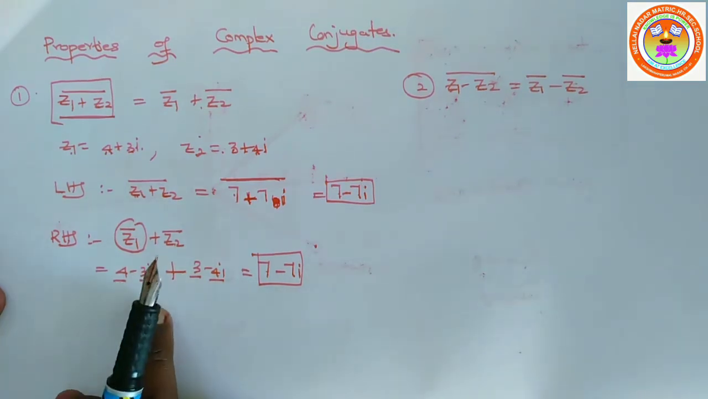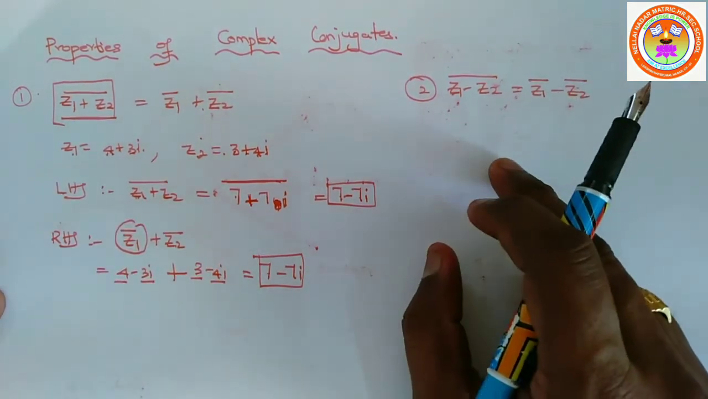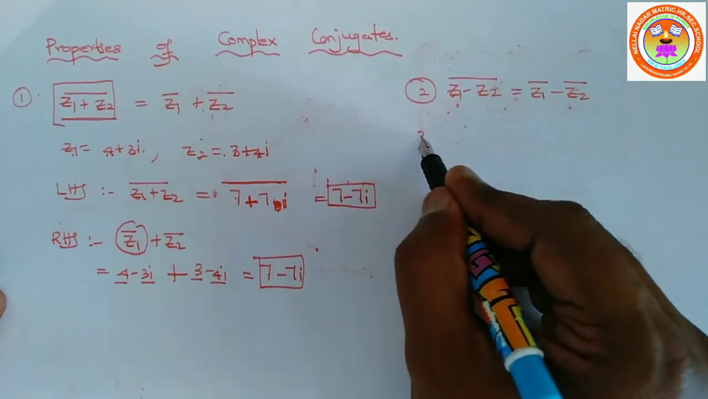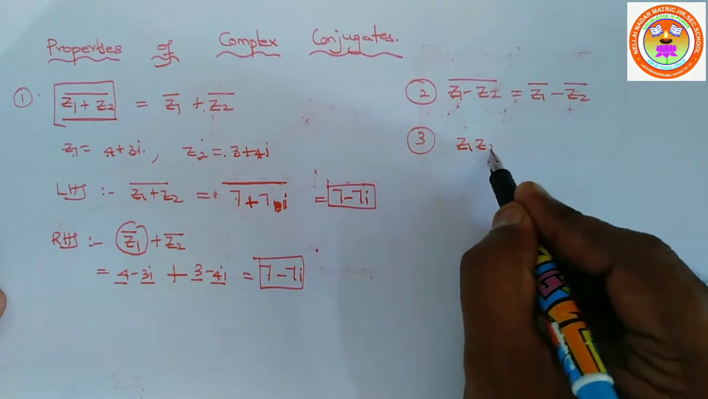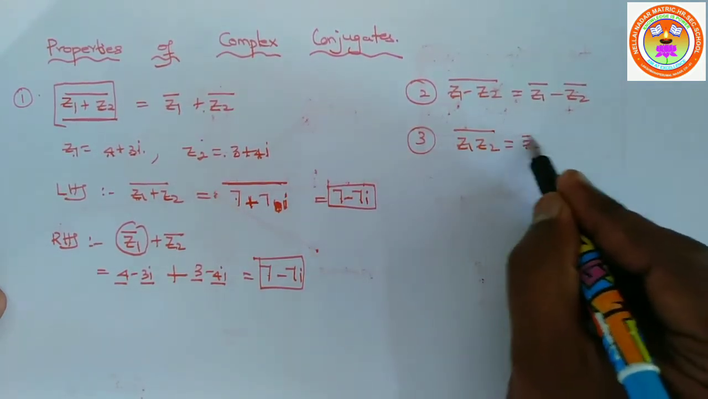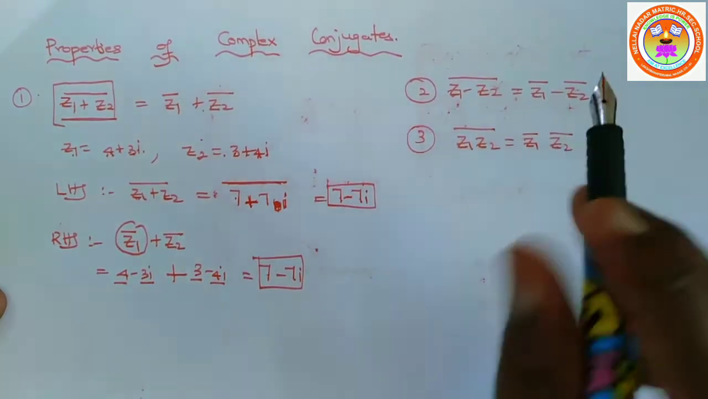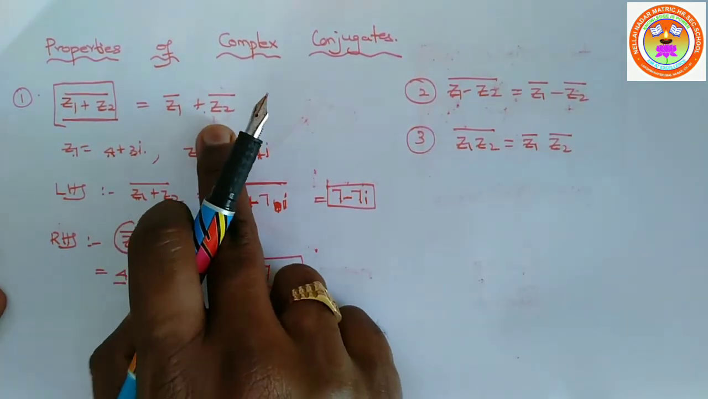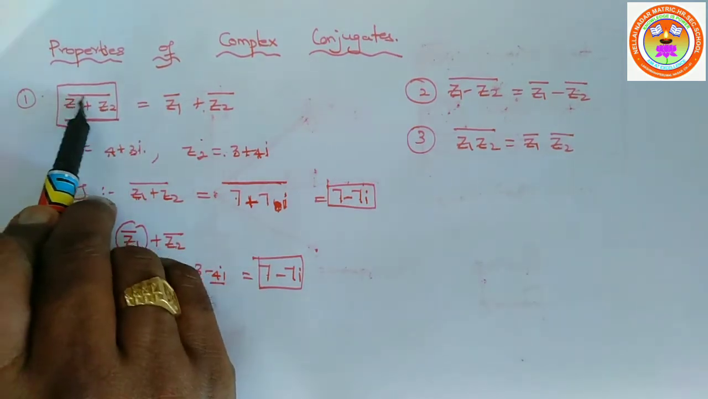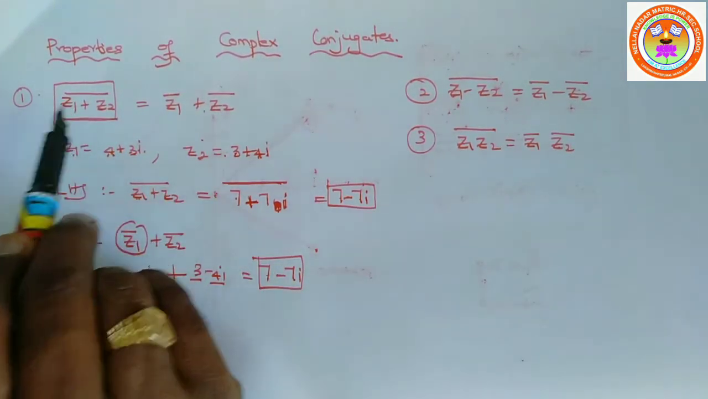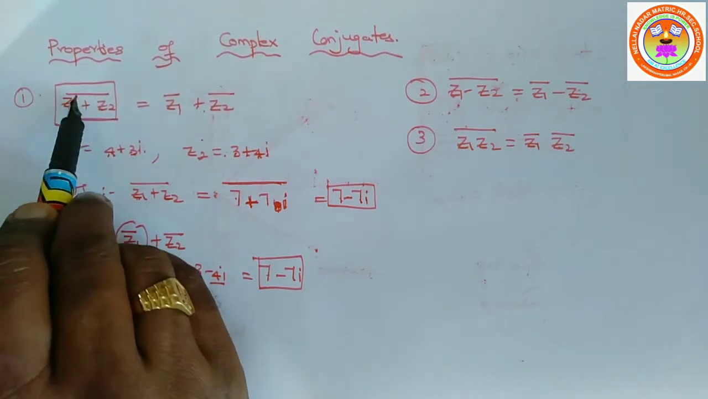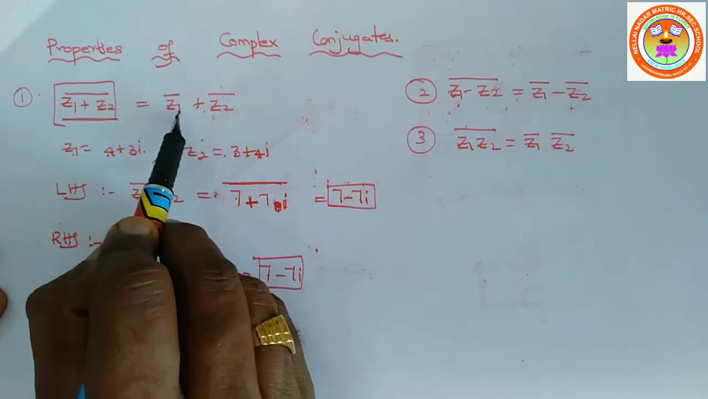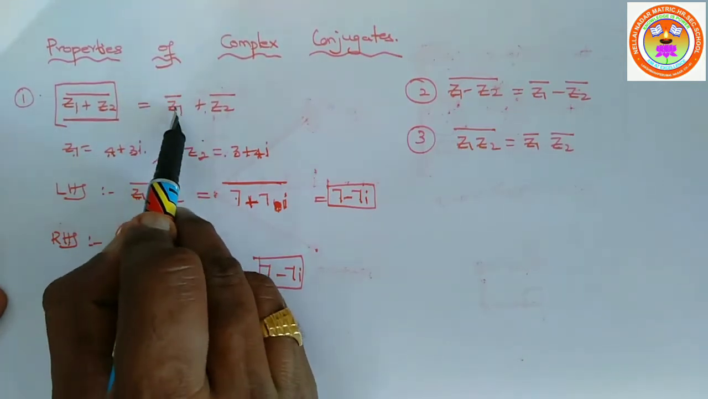As I proved it for addition, I don't need to prove it again for subtraction. If you want, you can prove it and see. What is the third one? z1 into z2, the whole bar, I can write as z1 bar into z2 bar. This is in multiplication. The first one is addition, where I am just separating the conjugates.